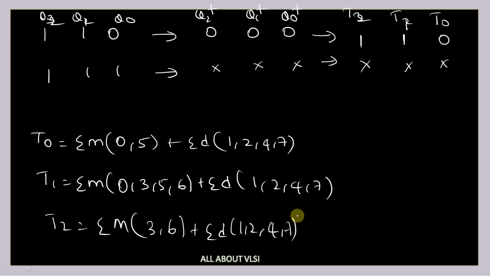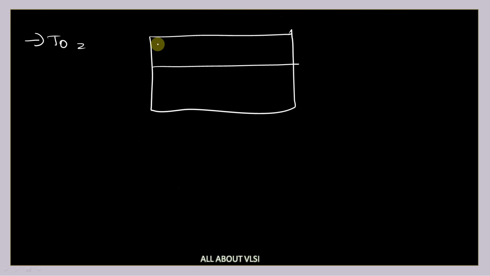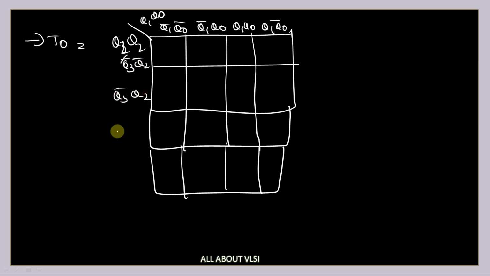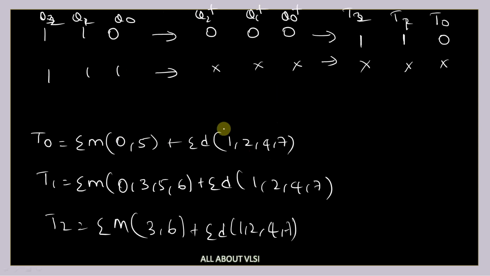So using this, we can plot the K-map and we can get the equations for my T0, T1, and T2. And from the equations, we can draw the required circuit diagram. Okay. And it is a 4 variable K-map, total 16 cells. Q3, Q2 on one axis; Q1, Q0 on the other: Q1 bar Q0 bar, Q1 bar Q0, Q1 Q0, and Q1 Q0 bar. And Q3 bar Q2 bar, Q3 bar Q2, Q3 Q2, and Q3 Q2 bar. So this is my K-map.